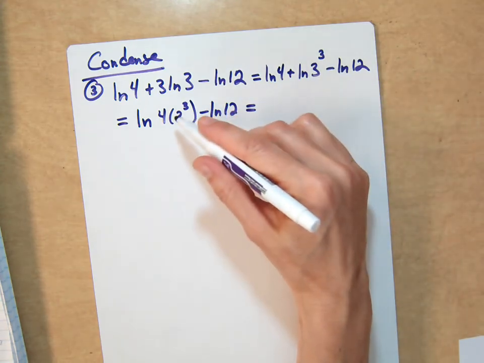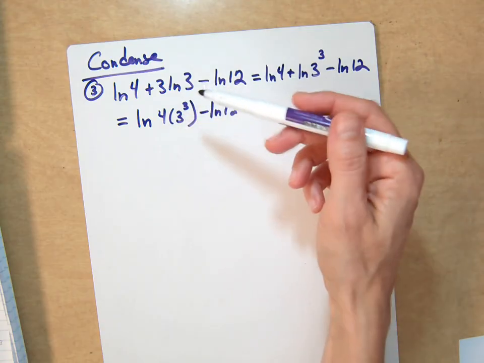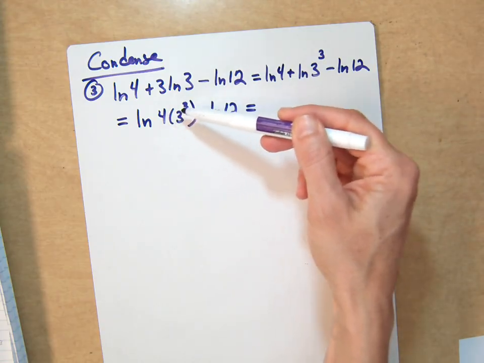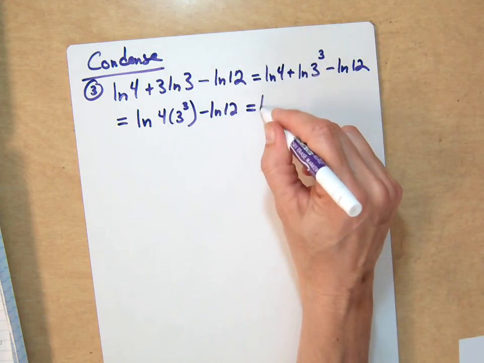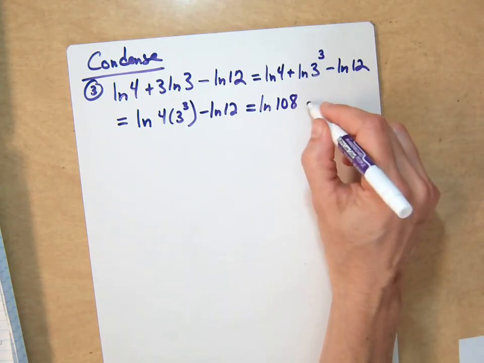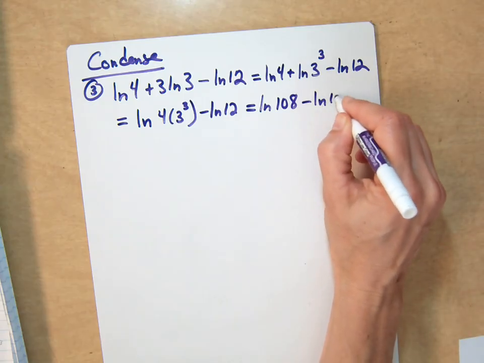equals. We just do this on our calculator. Be sure you do the right order of operations. You would do the exponent and then multiply. That's just a number, which is, it's okay to use your calculator, 108 minus natural log 12.